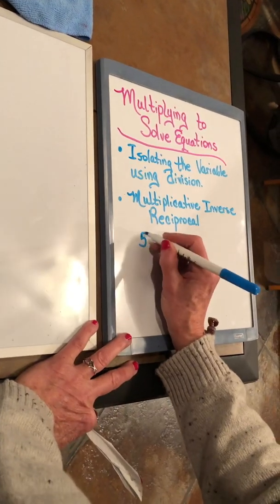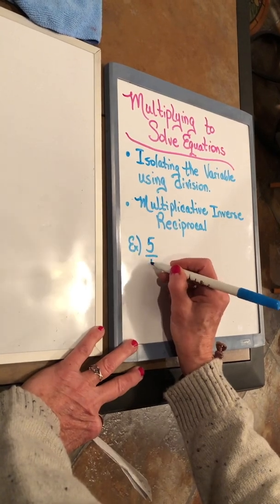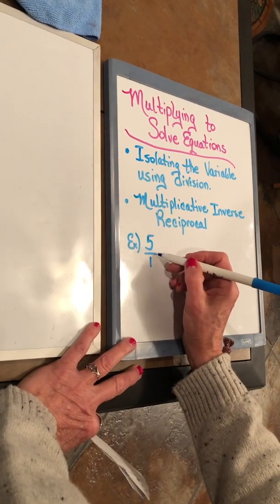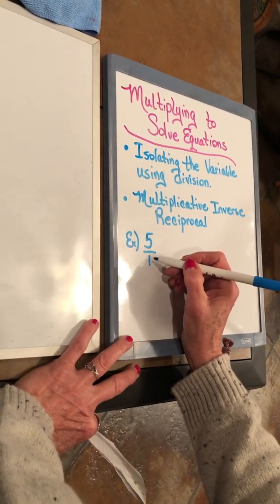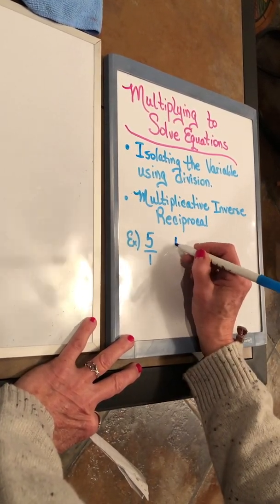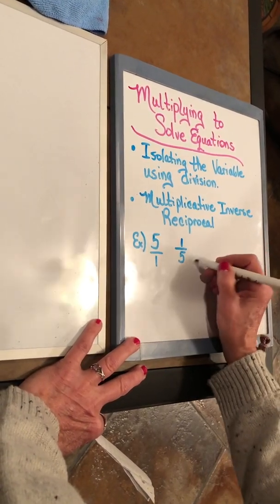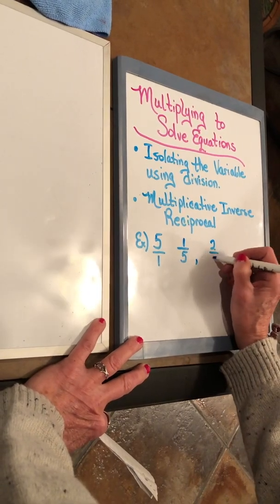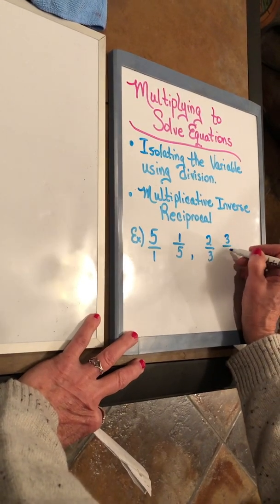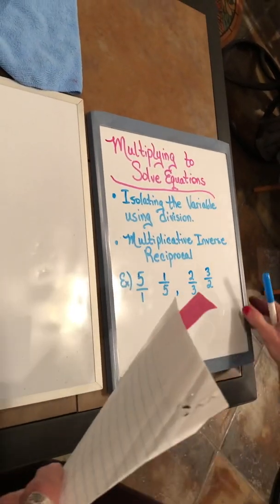So if I have the number 5, every whole number is automatically over 1. You can make a whole number a fraction by putting the fraction bar and putting a 1 on the bottom, right? So if I want to take the multiplicative inverse or the reciprocal, I flip it. So I have 1/5, right? Let's say I have a fraction such as 2/3. Then my multiplicative inverse or reciprocal would be 3/2, okay? So that's what we'll be using today when we work with our problems, all right?